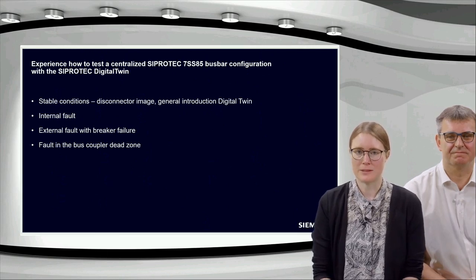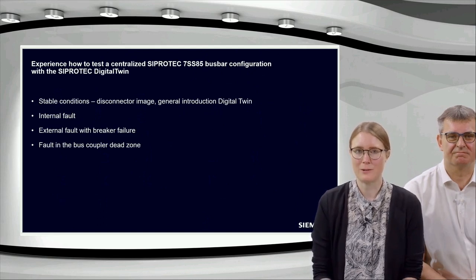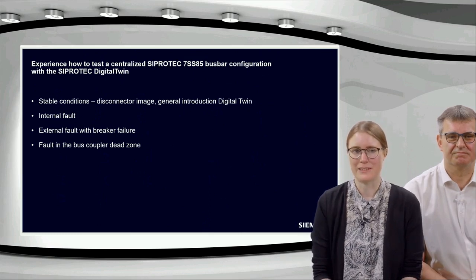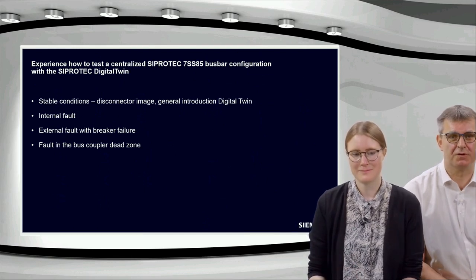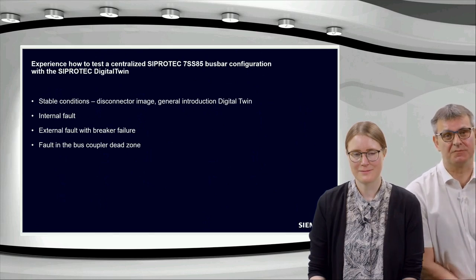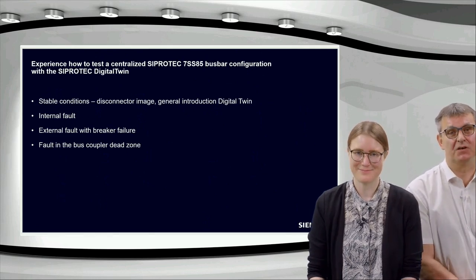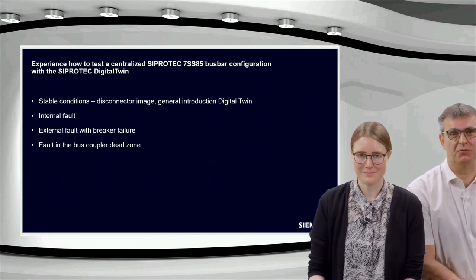And then I will come to some fault scenarios. I want to start with an internal fault scenario, then come to an external fault with breaker failure protection, and then come to a fault in the bus coupler dead zone. And it will be a very good repetition of the explanation of the different algorithms, of the one out of one algorithm, of the two out of two algorithm, and also how the circuit breaker failure protection will work.